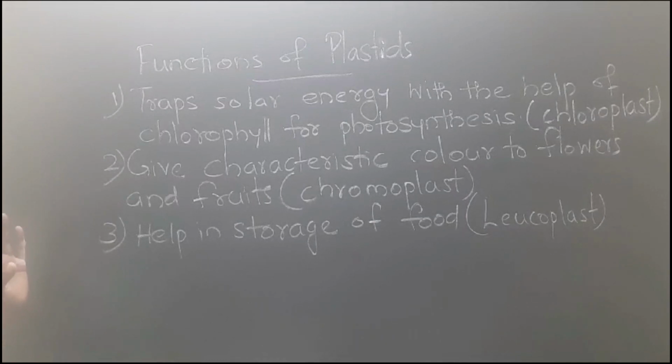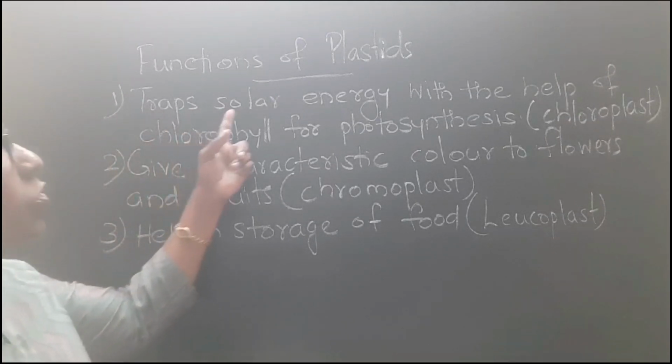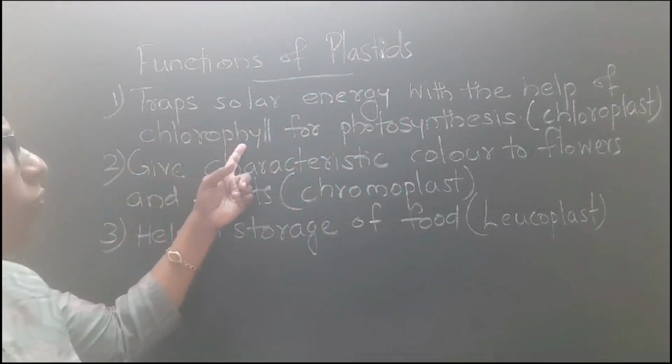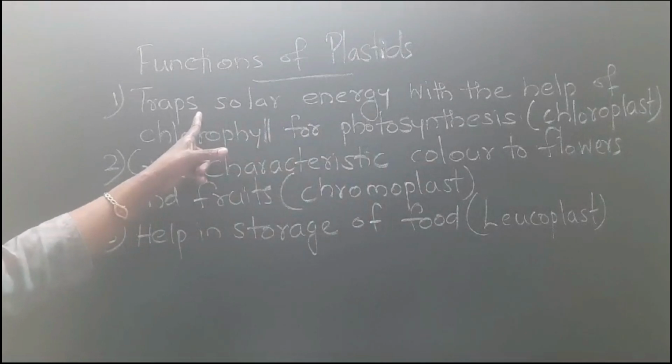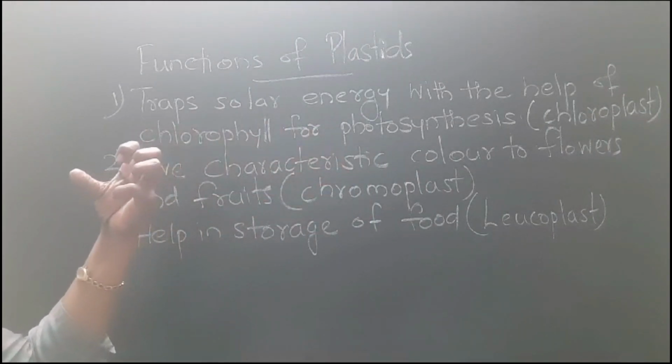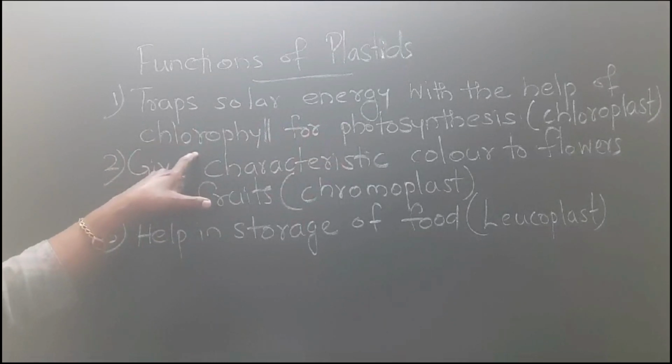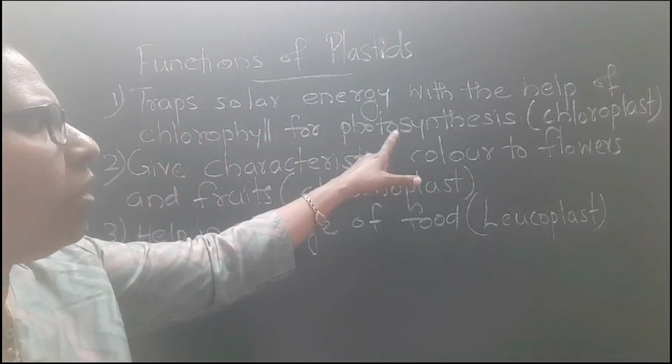We learned that there are three types of plastids. Number one, chloroplast. Number two, chromoplast. Number three, leucoplast. Now, what are the functions of these plastids? Number one, traps solar energy with the help of chlorophyll for photosynthesis. Which plastid does that? Chloroplast does that. It traps solar energy with the help of chlorophyll, for photosynthesis.